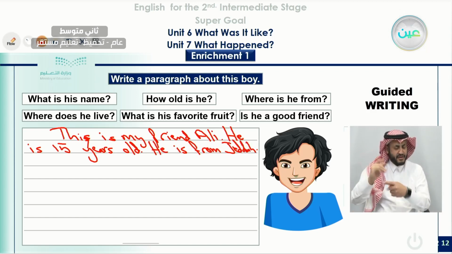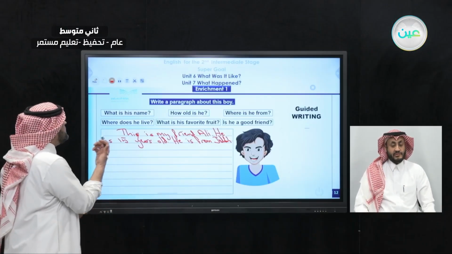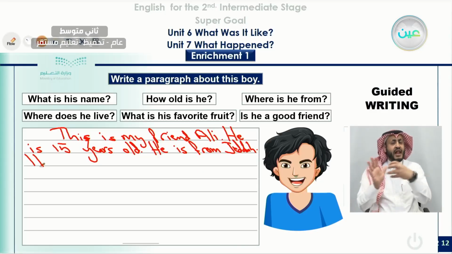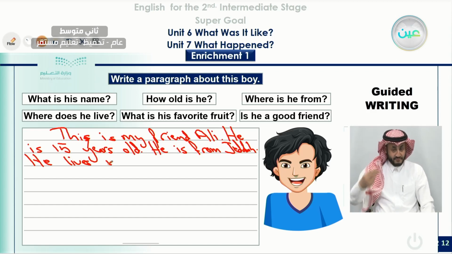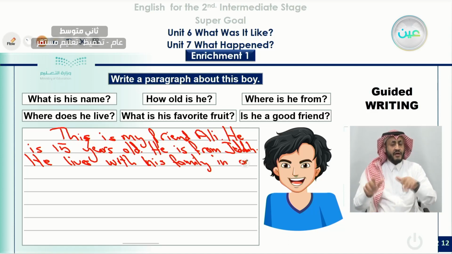Okay, and I finish the sentence. So what do I do? I have to put a full stop. Okay, where does he live? We can say he lives with his family, for example. He lives with his family in a small house.